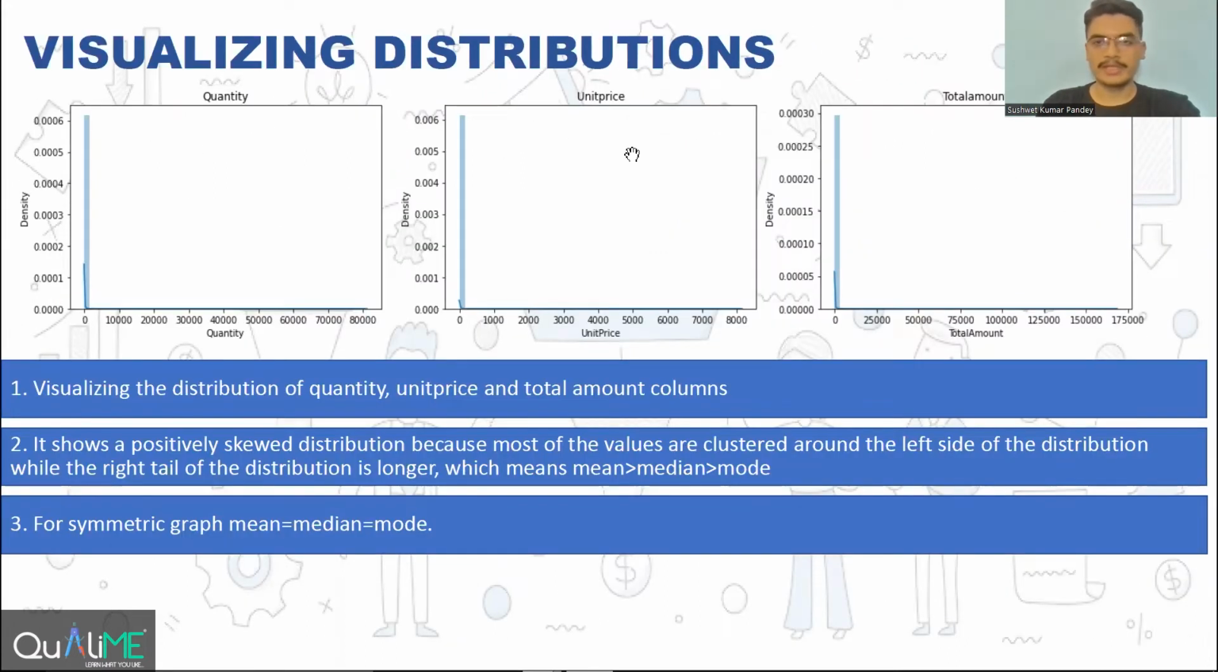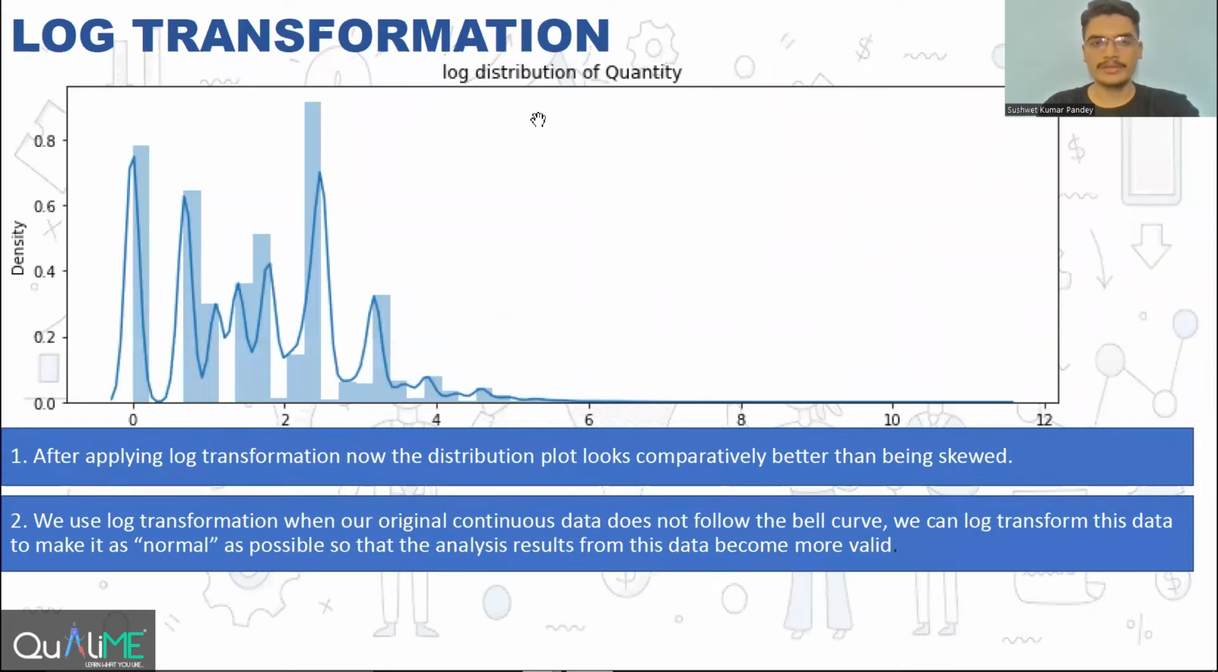These are the distributions of all the continuous features. So quantity, unit price, total amount. Distribution is very much skewed. So we did log transformation on the quantity column, and this is the distribution after log transformation.